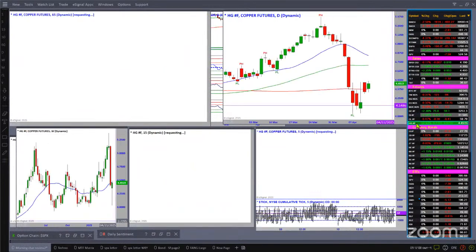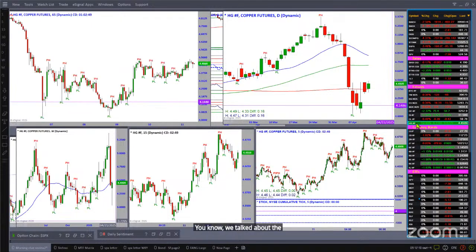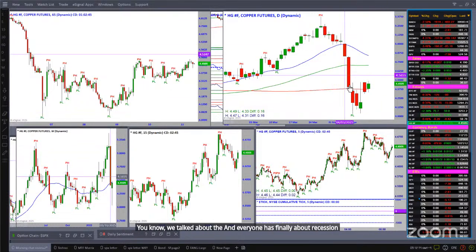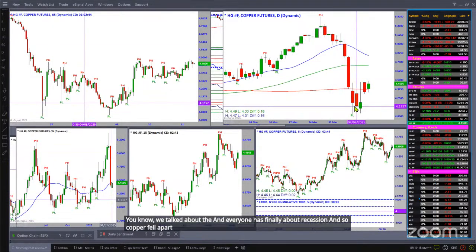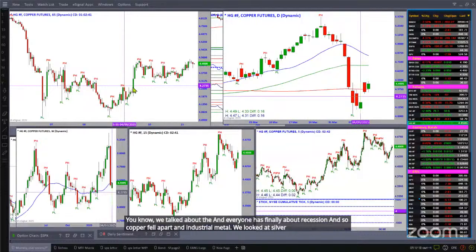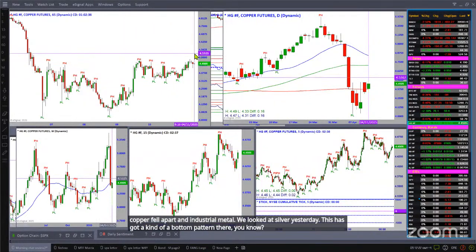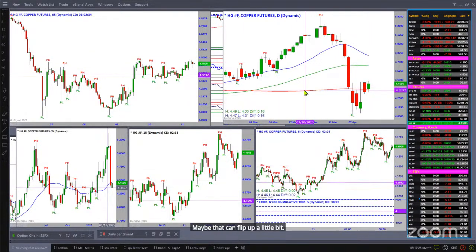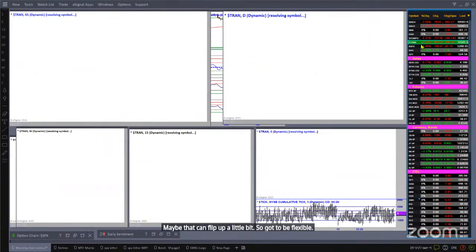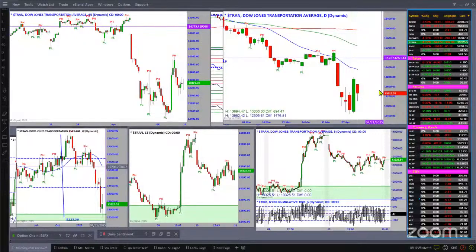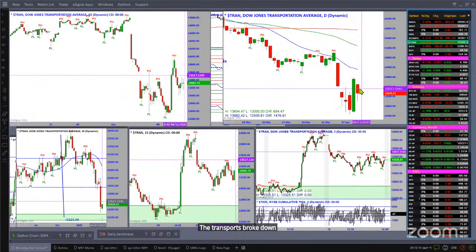We talked about recession, and everyone has finally caught on. So copper fell apart, an industrial metal. We looked at silver yesterday. This has kind of a bottoming pattern there. Maybe that can flip up a little bit, so you've got to be flexible. The transports broke down, a similar kind of whip back and forth.